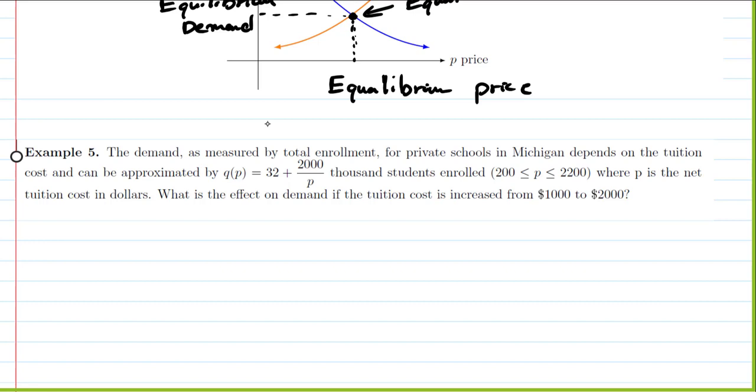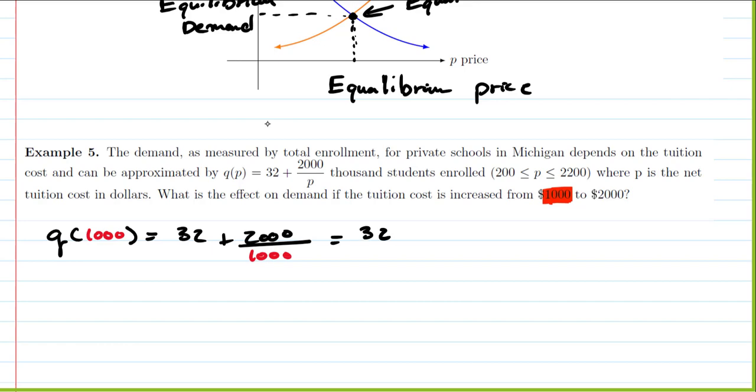Okay, so we need to figure out what our demand is. So this really wants us to calculate Q of 1,000. So Q of 1,000 is going to be 32 plus 2,000 divided by our 1,000. We could put this in our calculator, but 2,000 divided by 1,000 is 2, so we get 34.